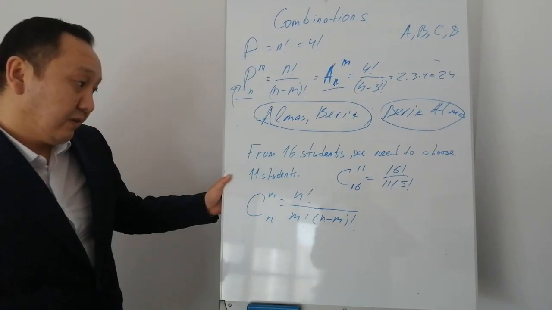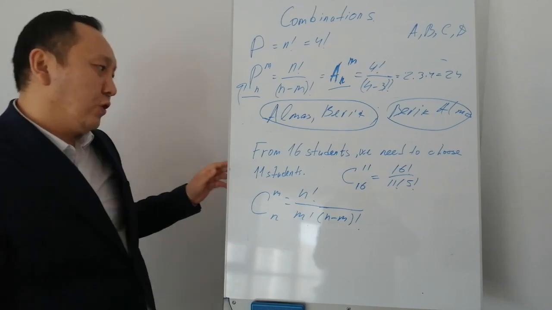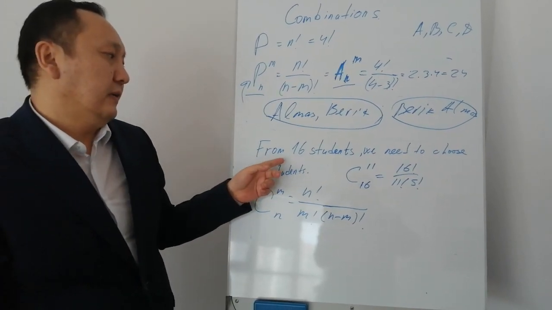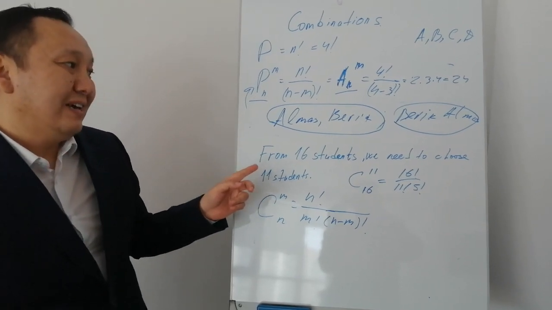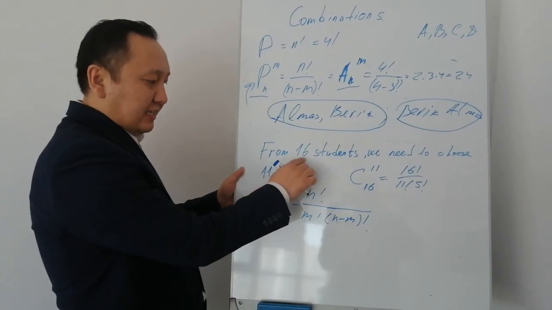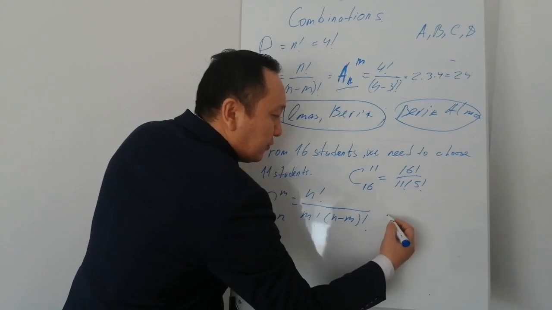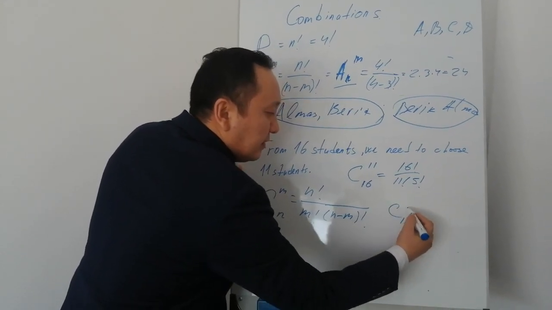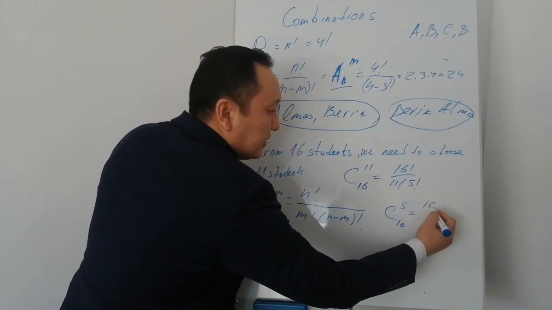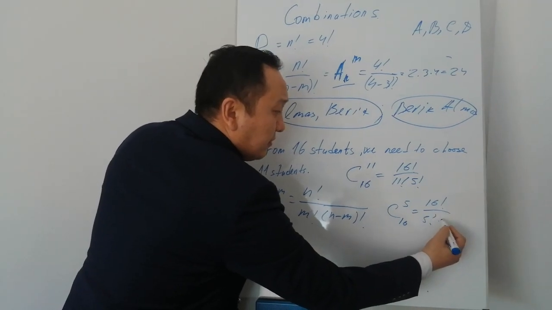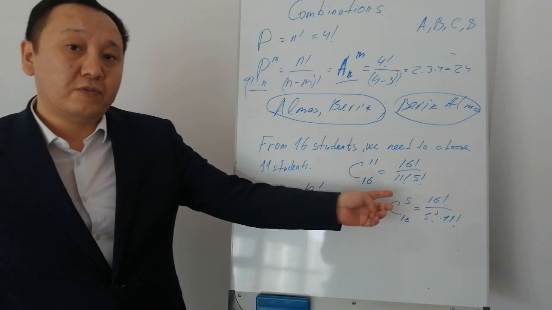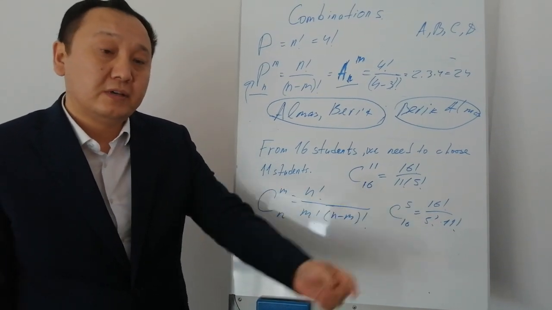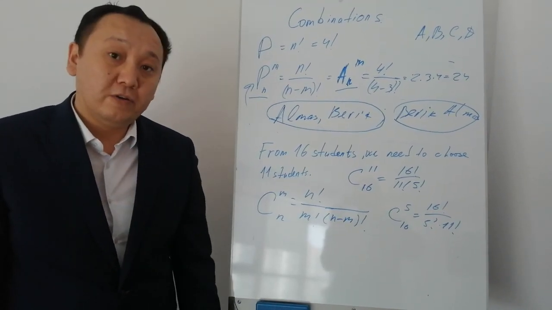And one more thing: choosing 11 from 16 students is the same thing as choosing the rest, 5 students, to leave out. So this is equal to C from 16, 5. So again, 16 factorial divided by 5 factorial multiplied by 11 factorial. So it's the same number of combinations. So that's all for today.